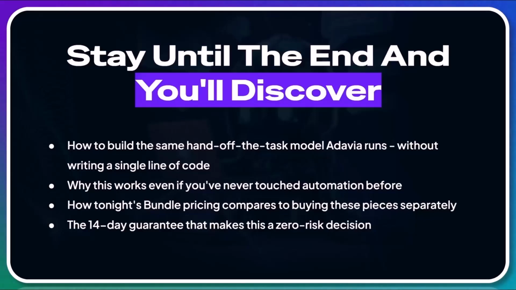Again, I want to emphasize this. You heard early on that whatever you want done on your computer, Odin can do it. Literally whatever. For more complex things, it takes more steps, obviously, but for simpler things, it's like this. In fact, not just your computer. I'm going to show you this in a minute, but I can do that from my mobile as well. So, how to build the same hands-off model that Adavia runs without writing a single line of code, and why this works even if you've never touched automation before. And again, coming into the session, you might be like, Neil, this is my first day dealing with automation.